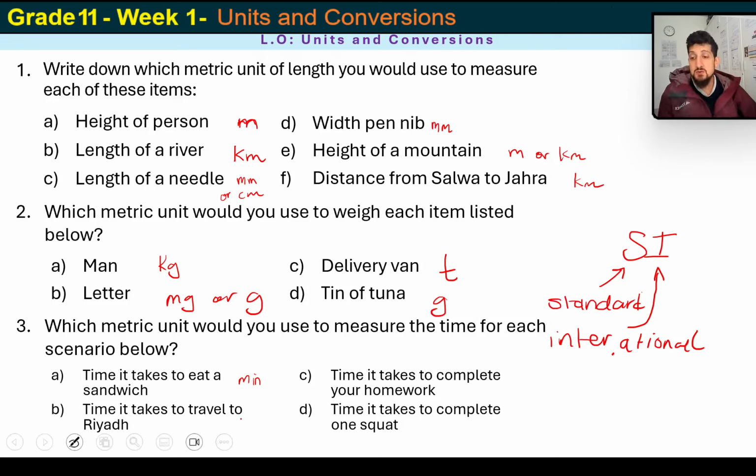Time it takes to travel to Riyadh. Let's say, for example, you're in Kuwait and you want to travel all the way to Riyadh in Saudi Arabia. So that usually takes hours. But once again, it depends on your mode of transport. If you're going to walk there, it's going to take you days, if not weeks. If you're going to take the car, it's going to take you hours, so anywhere between 10 and 12 hours. If you're going to take a plane, it might take you a couple of hours. So if we're assuming traveling via car or plane, then we're talking hours.